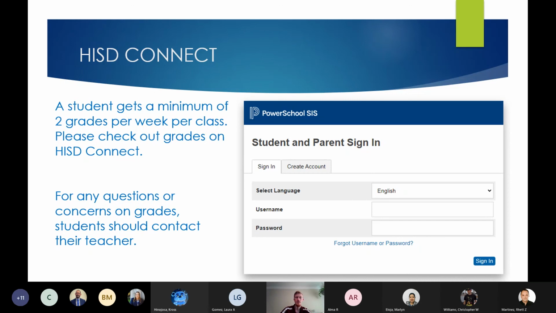So being connected on the HISD Connect and then helping ensure that your student has a method or a system that will really help them in the long run.